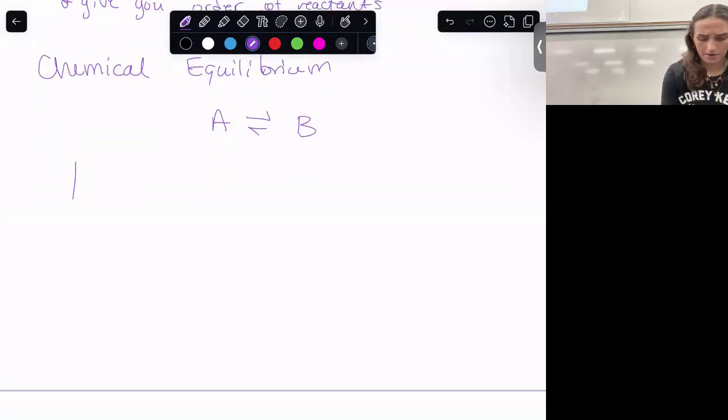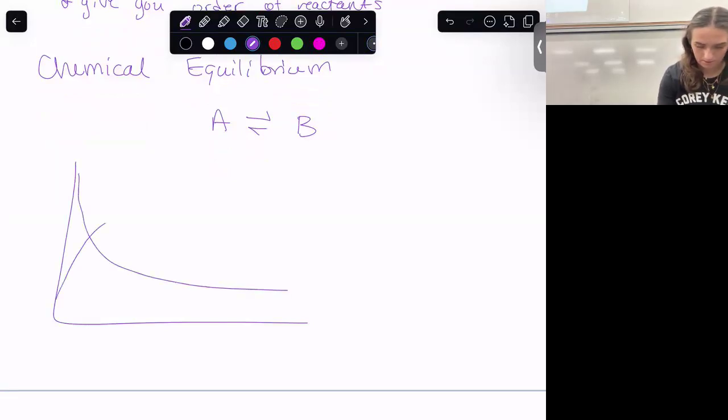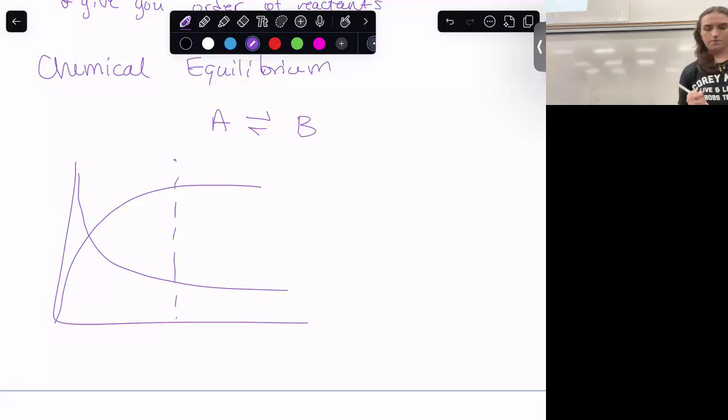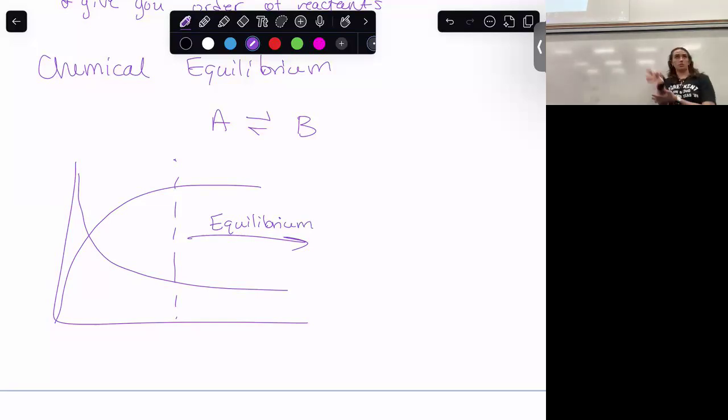If we look at a graph, we saw this a couple of times, where about here our concentrations are no longer changing. So everything past this dotted line is equilibrium. The reaction is still proceeding, it's not like it just stops, but the concentrations are no longer changing. We represent equilibrium with capital K, so big K.